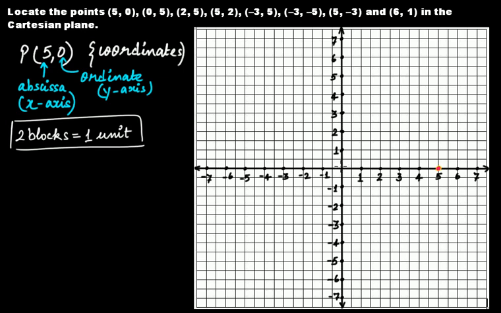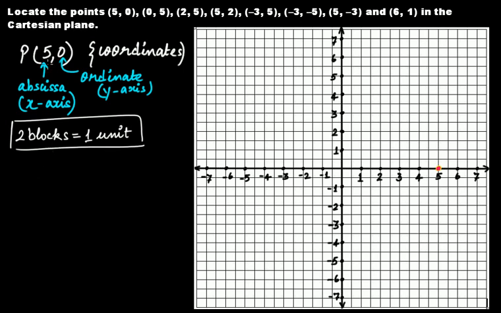have to count 0 units on the y-axis. So it means that you don't have to count anything, because you cannot count 0. So that is here only. So this 5, 0 means that it's actually talking about this point 5, because we know that on the x-axis the ordinate is 0, and similarly on the y-axis your abscissa is 0.